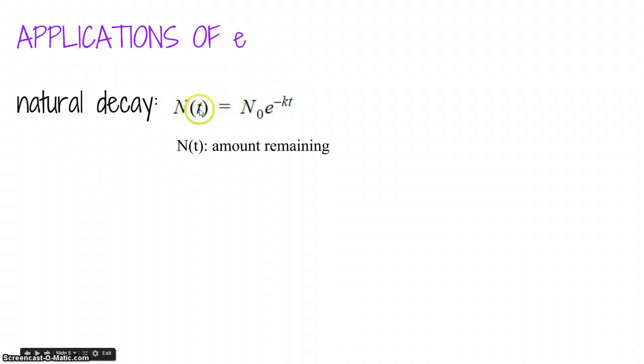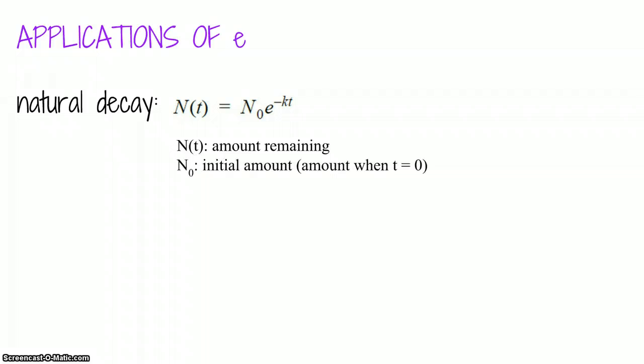This formula, N of t equals N naught e to the negative kt. So many letters. It looks like it spells "Noeket." That's not actually a thing. It would be cool if it were, but we actually have specific things. So N of t is the amount remaining. How much stuff is remaining after a particular time t?